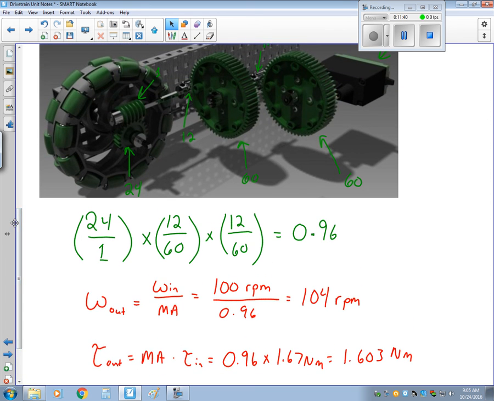But the advantage here is that even though the mechanical advantage is practically 1, we're not really increasing speed, we're not really increasing torque. The real advantage here is that that worm gear would act as a brake. So once you turn the motor off, that thing is going to stay put. It's not going to go anywhere. All right, that concludes video 1.